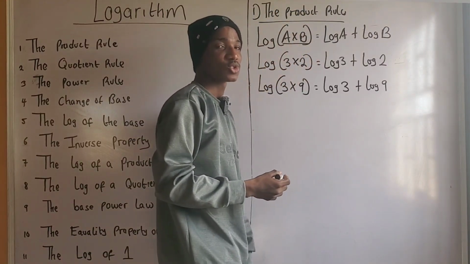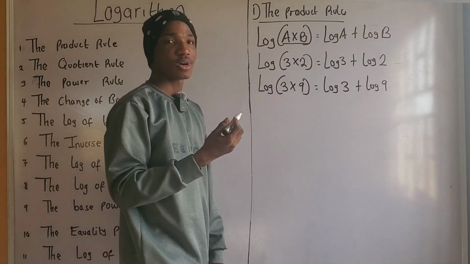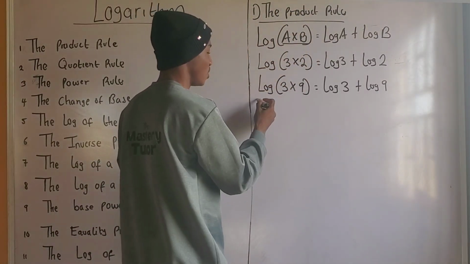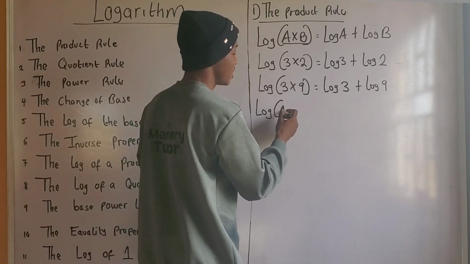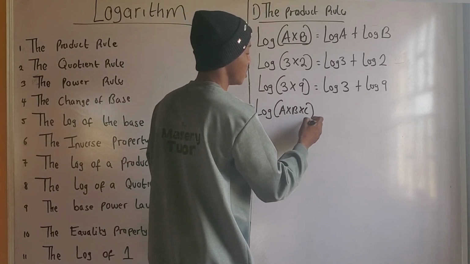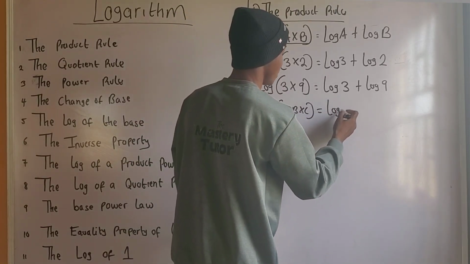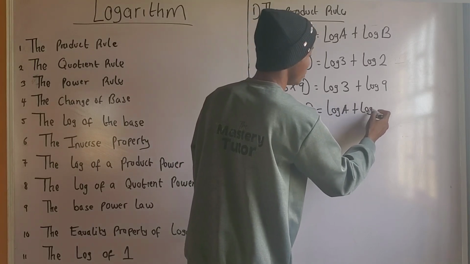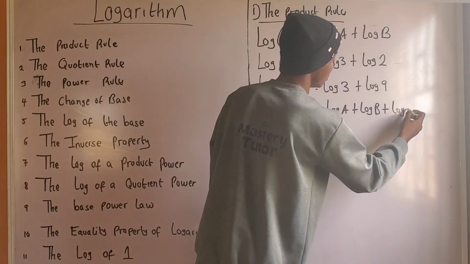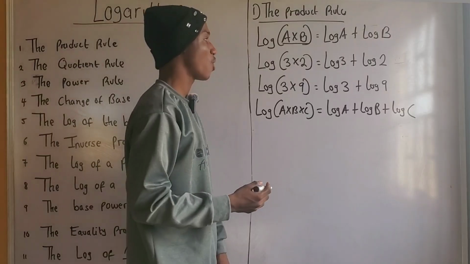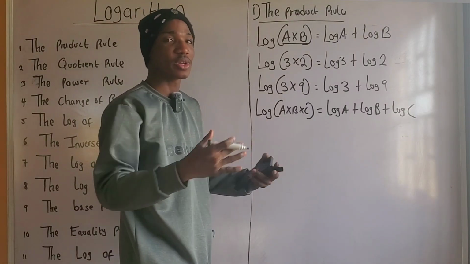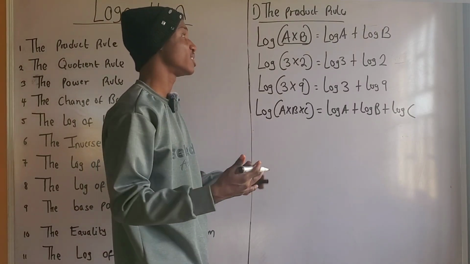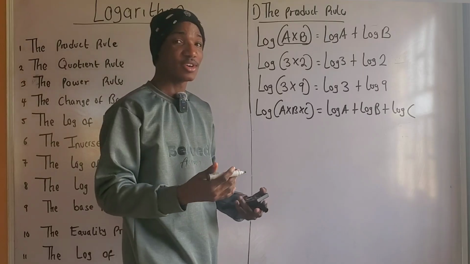Do you understand? So let's now say you have more than two numbers. Let's say you have the log of A times B times C. This will be equal to log A plus log B plus log C. Do you understand? So that is the law. The log of a product is equal to the sum of the log. Are you getting it?